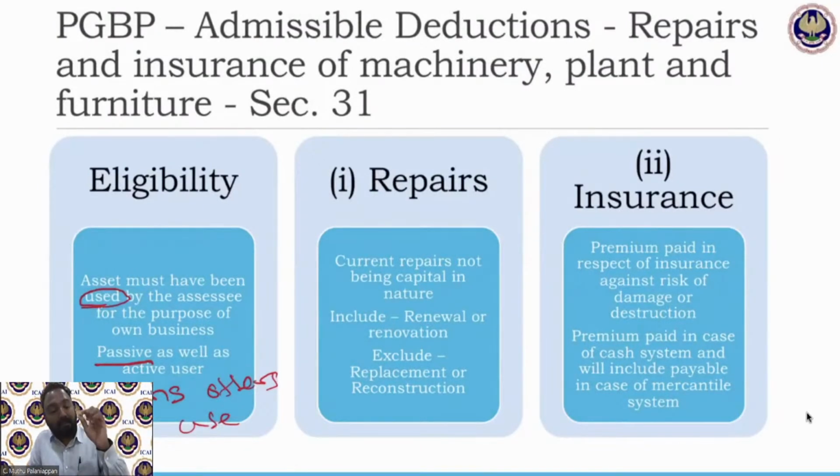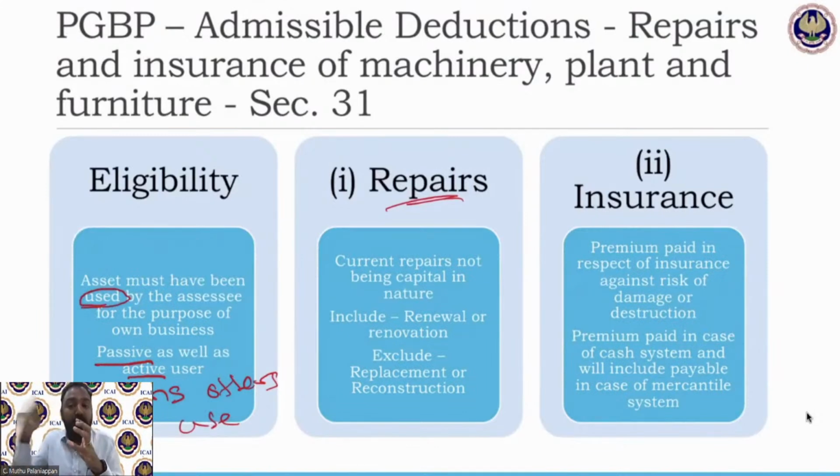So now the point here is, when you say used, it includes passive use as well as active use, which means I must be the owner of the asset. It could be me using, or my business itself letting others use. So I'm still eligible for claiming expenditure under this section. As we said, repairs are eligible. When you say repair, it should only include revenue repairs, not capital expenditure. Capital expenditure is anything which extends the usage of machinery. For example, if the machinery has a capacity of manufacturing 1,000 units per day.